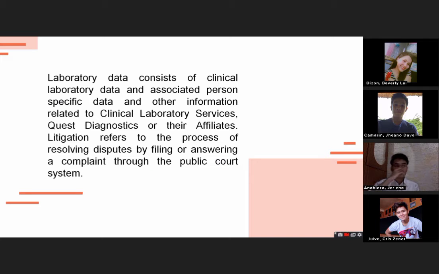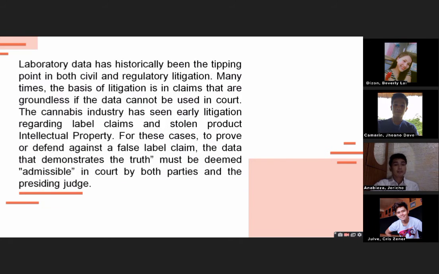Because when it comes to arguments, most of the cases really need to provide laboratory results to show analytical data and results able to support what they are fighting for. So laboratory data has historically been the tipping point in both civil and regulatory litigation. So when you say litigation, in Tagalog, it is paglilitis.